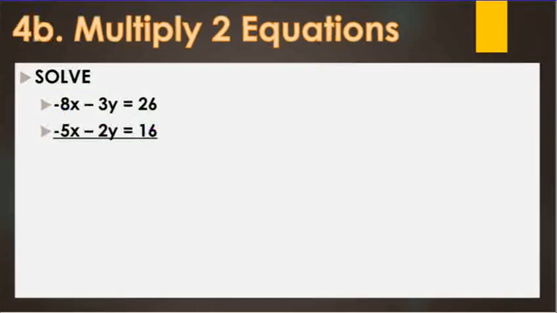Let's try another one here. Negative 8x minus 3y equals 26. Negative 5x minus 2y equals 16. So I check to see my signs. All of them are negative. Now I have to determine which one I want to eliminate, the x's or y's. I'm going to choose the y's this time. But one of them I have to multiply by a positive number, and the other one I have to multiply by a negative number in order to get opposite signs. So I'm going to multiply the top one by a negative number. And so if I look at negative 3y and negative 2y, the common factor would be 6.